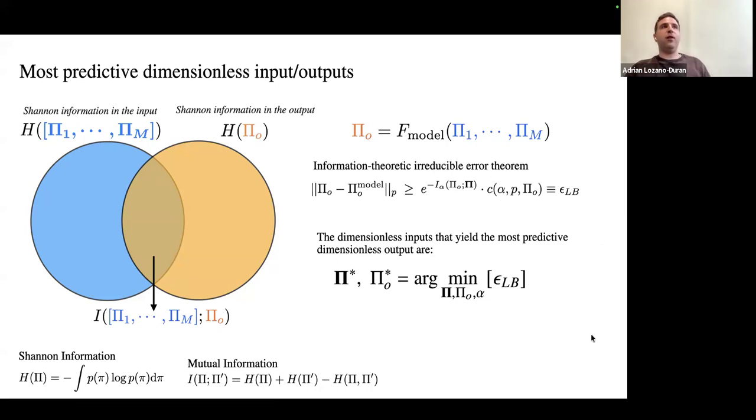I hope that this overview is more or less clear, but if you are interested in more details about this approach, then we have a paper called Dimensionless Learning, and you can also find it on our website.